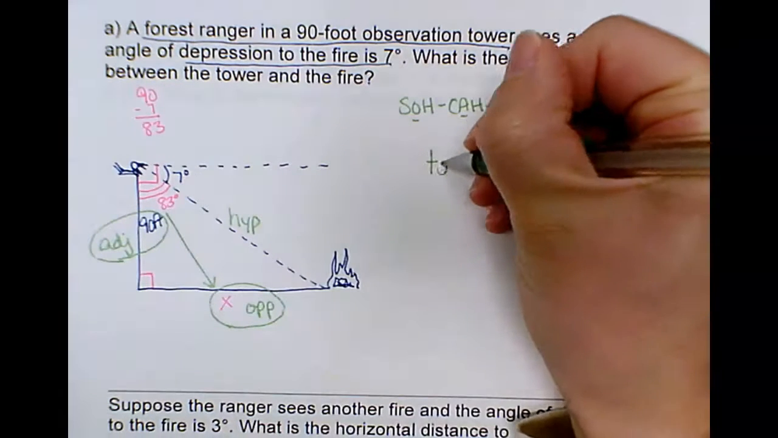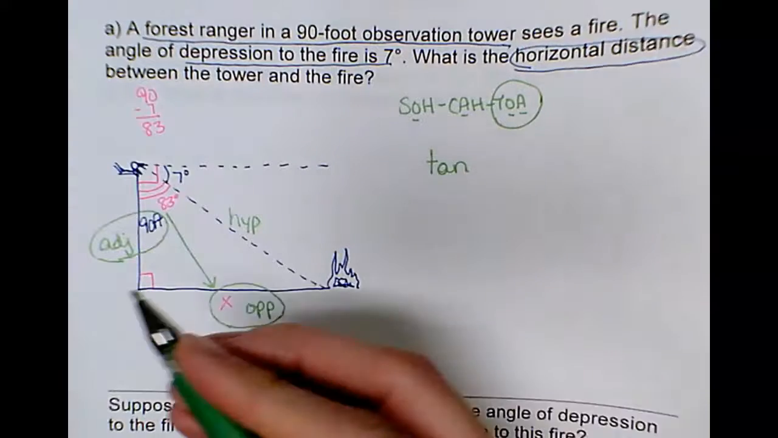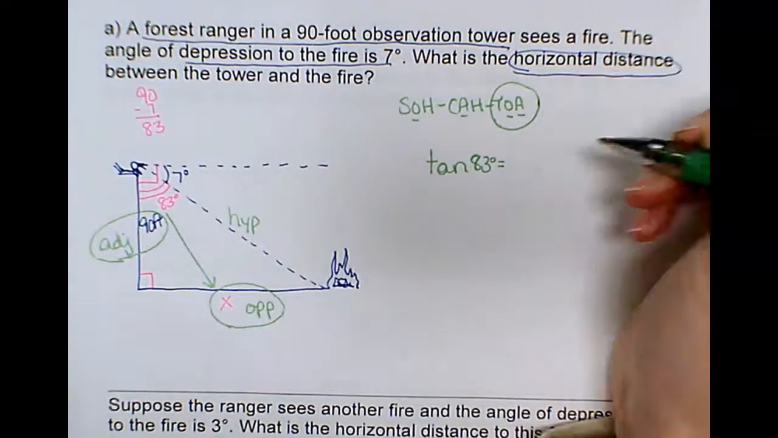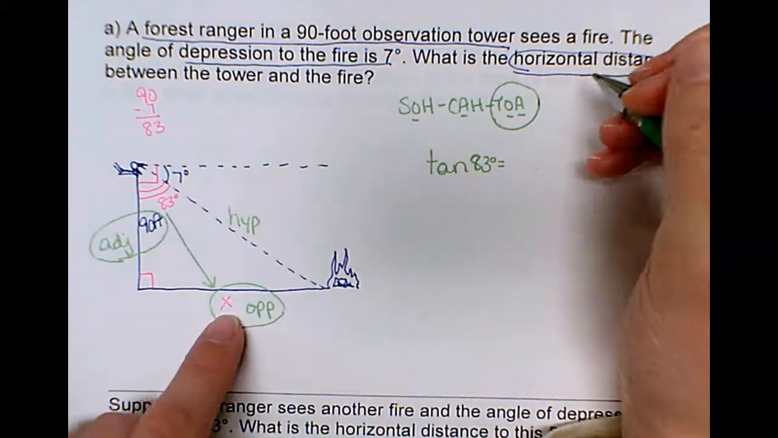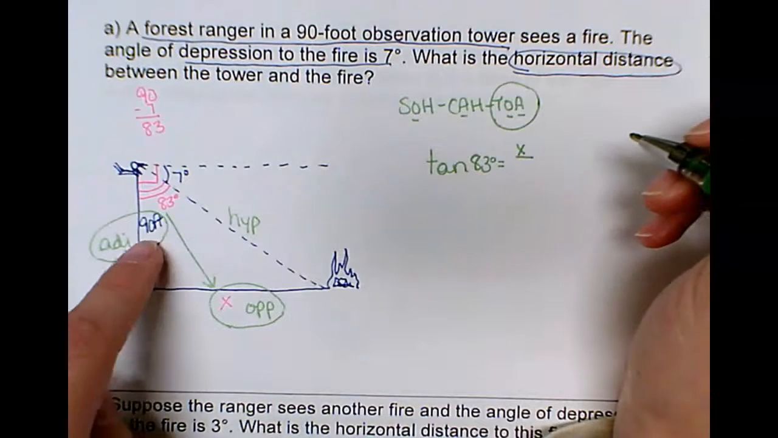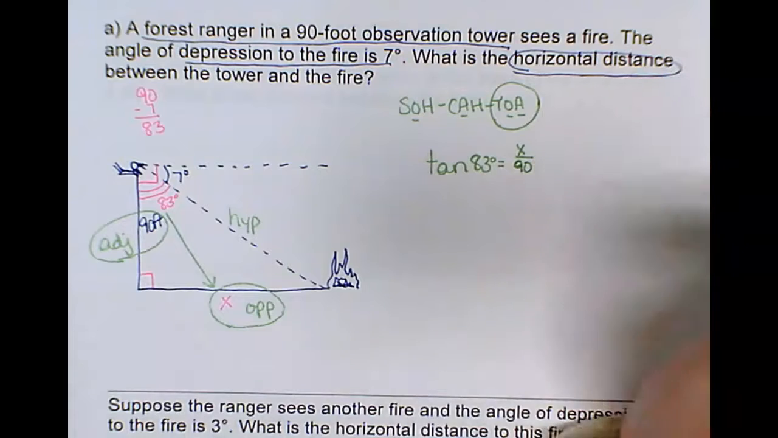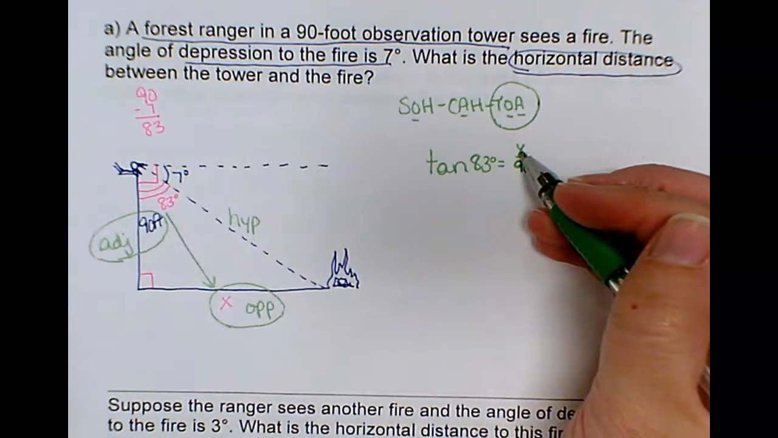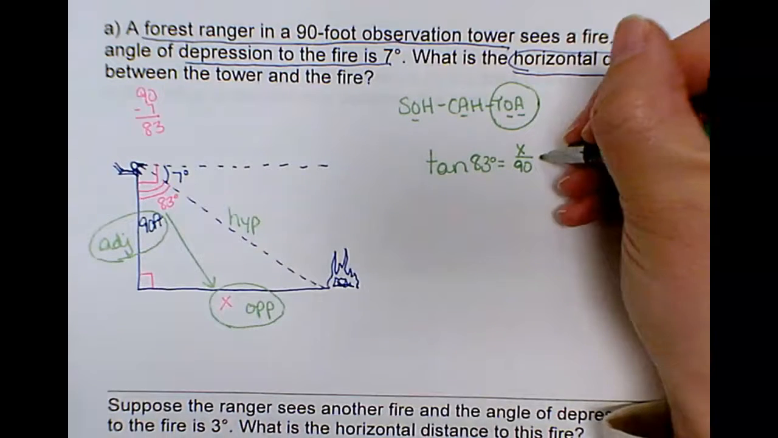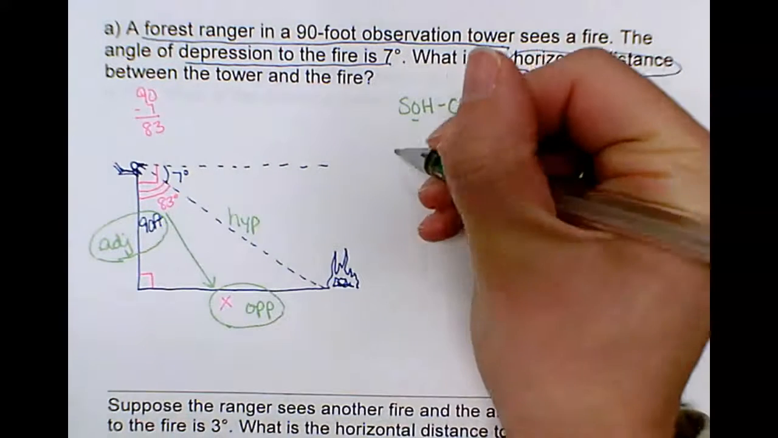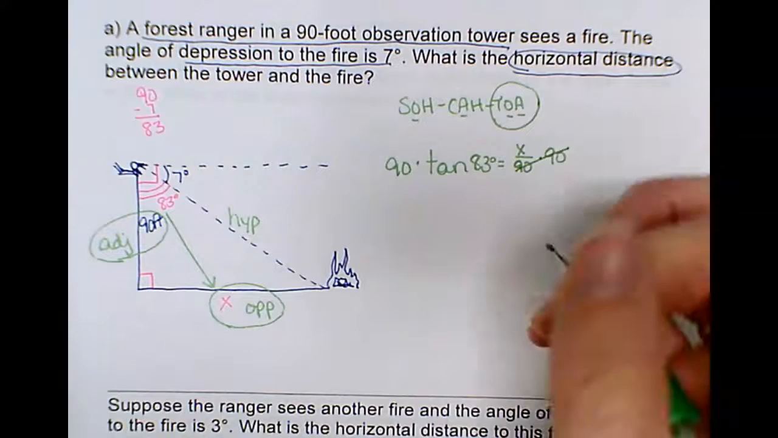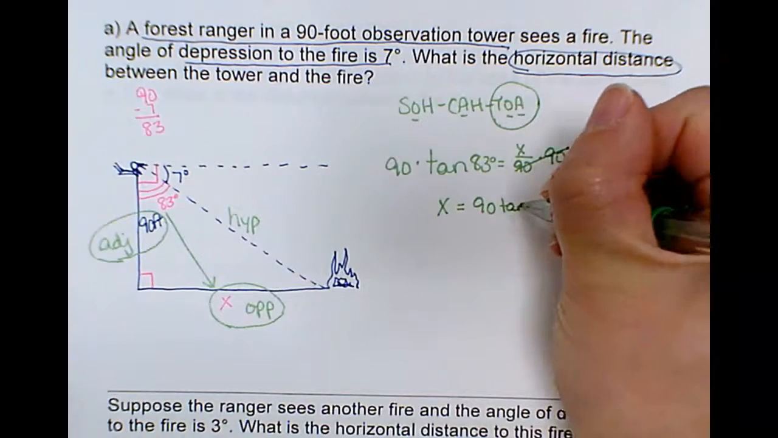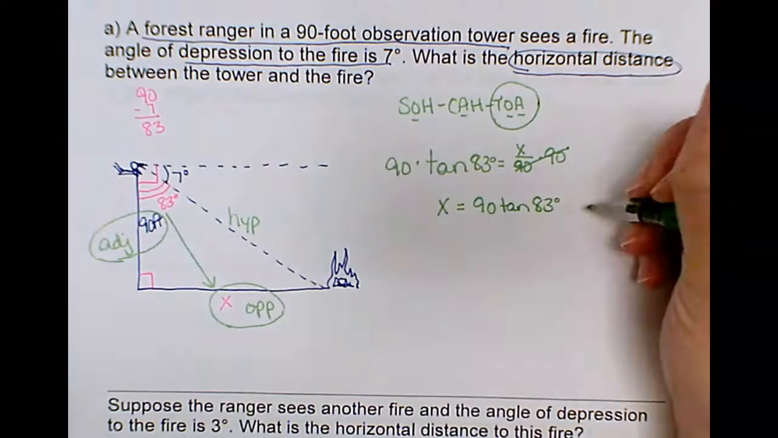So my equation is made up of tangent of my reference angle, 83 degrees. It equals the ratio of the opposite side, which is x, over the adjacent side, which is 90 feet. I need to isolate the x so I can solve for my side length. So I'm going to multiply both sides by 90 feet. And x, my missing side, is 90 times the tangent of 83 degrees.